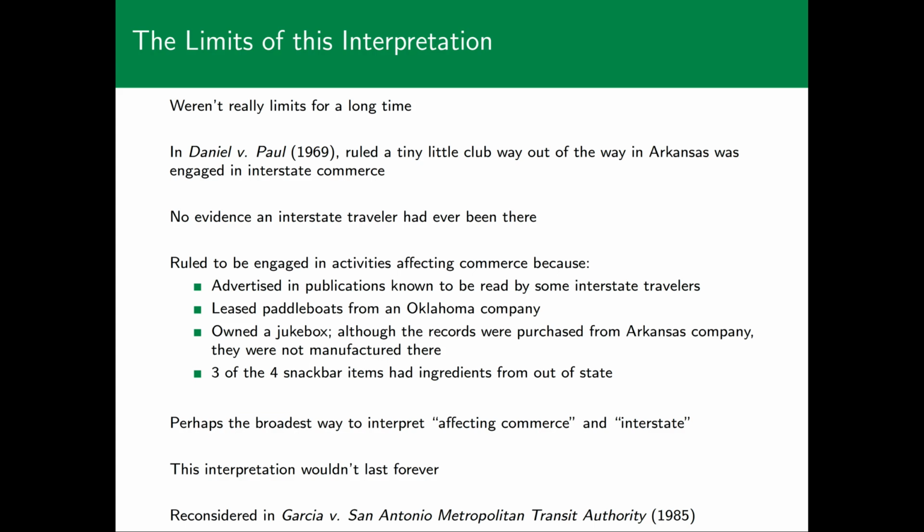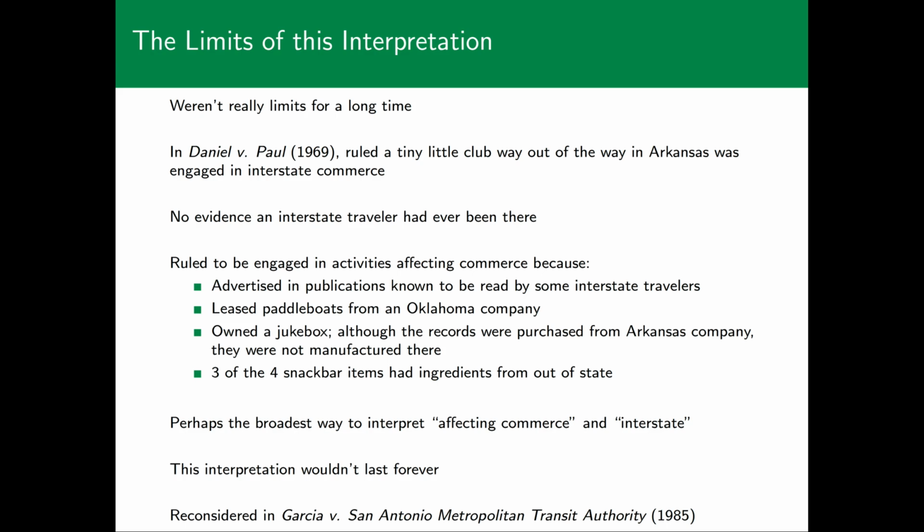This is definitely the broadest possible way to interpret affecting commerce and interstate. And this is not necessarily this case, but I think this is a good highlight of how expansive the view of the reach of interstate commerce was. Ultimately, everything affects commerce. So as we pick up next week on Monday, we'll start to talk about when the court starts to see, okay, yeah, this has eventual consequences, but is it enough for Congress to be able to regulate? Okay, so this interpretation, this really expansive one from Daniel versus Paul, in 1969, its days were numbered.